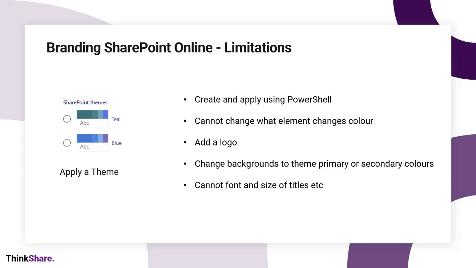You cannot change what elements are going to change color. So for example, headers, backgrounds to buttons, you can't change where that color changes. You can only change the color of it. So that might be a bit of a limitation if someone wants to amend certain headers into certain colors, or you want to have more than 2 colors. That's not possible with SharePoint themes.